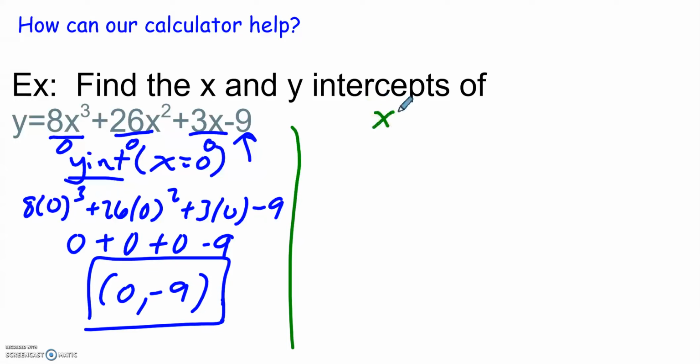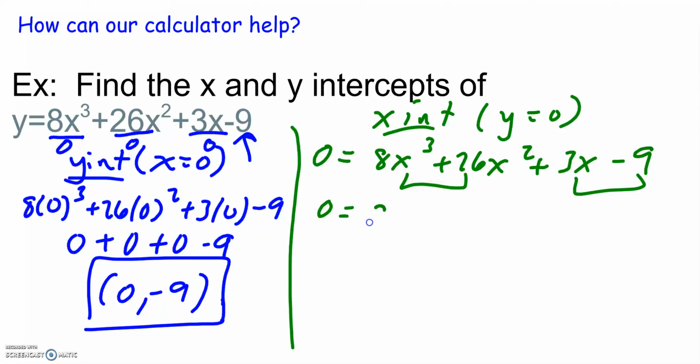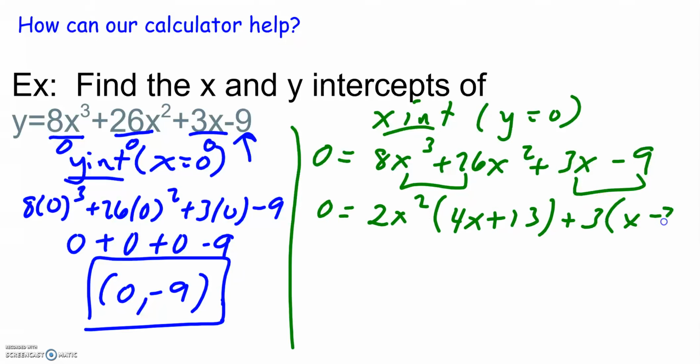The x-intercepts, however, are generally harder to find. A lot of the time you have to factor. So if I said 0, because I'm trying to plug in y equals 0, equals 8x cubed plus 26x squared plus 3x minus 9. You might remember the skill of factoring by grouping, because there's 4 terms, all of which cannot be added together. If I tried to factor by grouping, I could take out a 2x squared, and I would be left with 4x plus 13. And here I could take out a 3, and I'd be left with x minus 3.